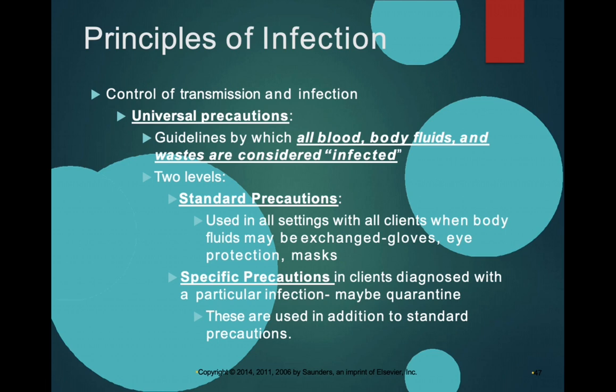To try to control the transmission of infection, there are different types of precautions. There are universal precautions, guidelines by which all blood, body fluids, and waste products are considered infected. It's just assumed. If someone goes into a hospital with an open wound or a lesion, you have to look at all their blood, body fluids, and any waste as infected. So there are standard precautions, and then there are more specific precautions.